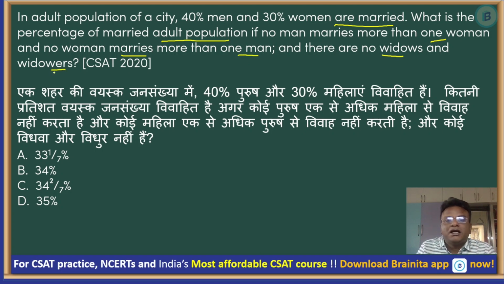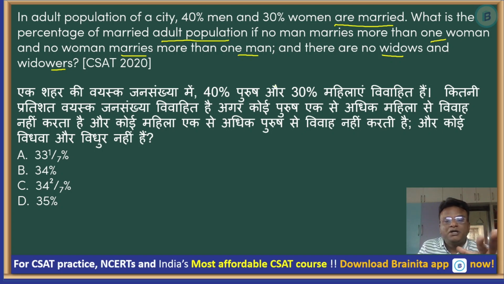तो ये क्वेश्चन में क्या है ना कि 40% मेन फ्रॉम दैट टाउन आर मैरिड, 30% वुमेन आर ऑल्सो मैरिड, राइट? और नो वुमन और मैन हैज मैरिड मोर देन वन पर्सन एंड देन एवरीवन हैज अ स्पाउस, राइट? तो कोई डेथ नहीं हुआ है, मतलब यू नो देयर आर द कपल्स आर ऑल अलाइव and there is no widow or widower in the house.